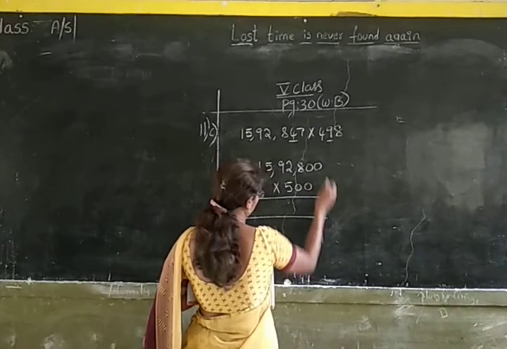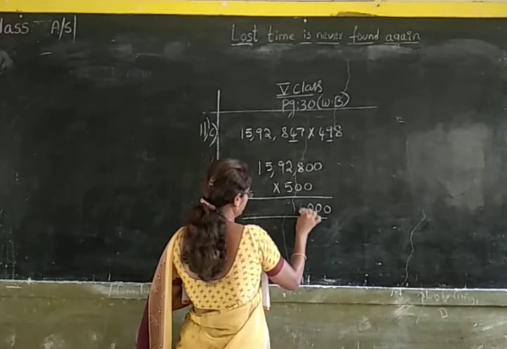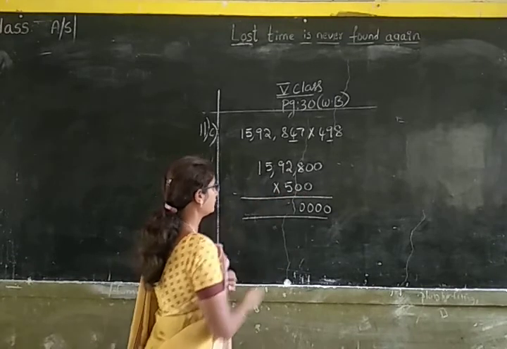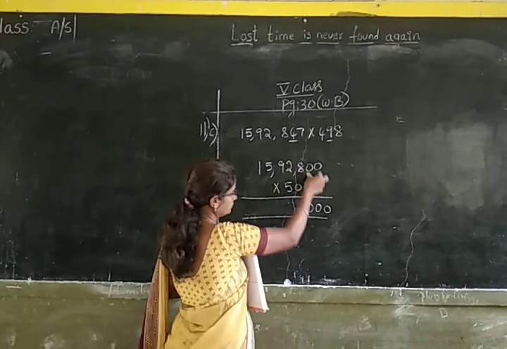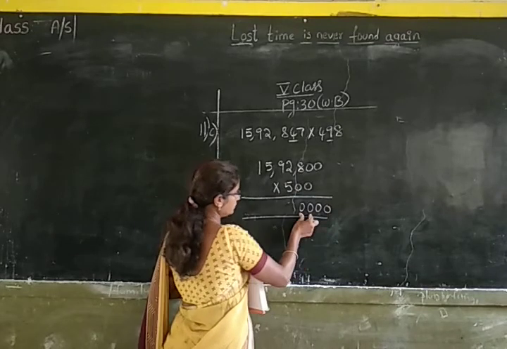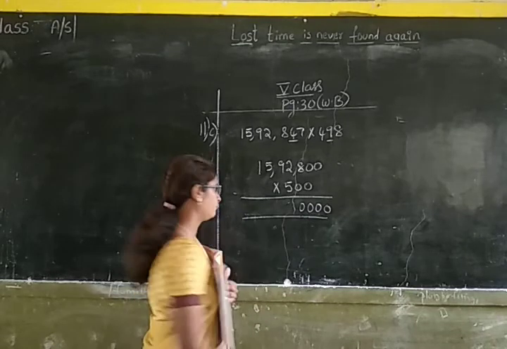Here there are 2 zeros, so you place 2 zeros. Here also there are 2 zeros, so you place the 2 zeros. Now you multiply the whole number with 5. Since here you are having 2 zeros, I have placed 2 zeros here. Here also this number is having 2 zeros, so I have placed 2 zeros. Now I am going to multiply the whole number with 5.